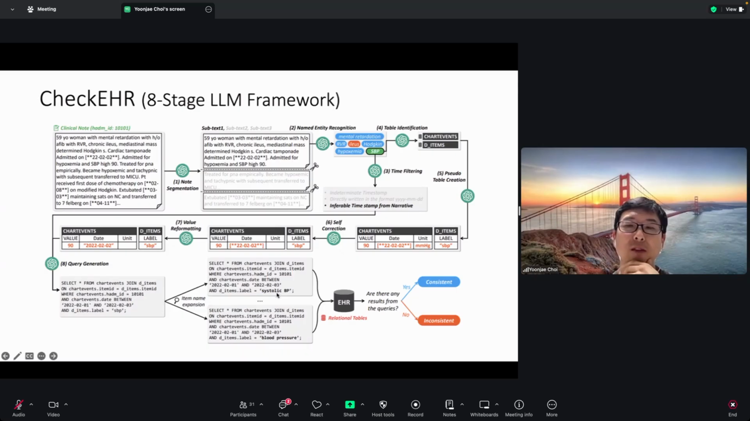So once you have these, you run the query to the database, and if there is a match, then you can think of this as a consistent case. If there's zero match, then you can think of this as an inconsistent case. So that's the whole setup.